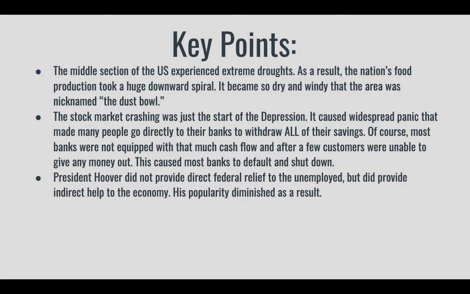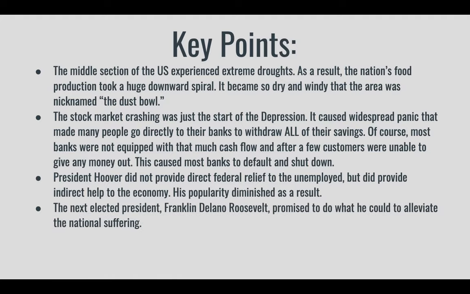And so the president at the time, he didn't really do much about it. He felt like the federal government doesn't have the right or the power or the resources to get involved, and I'm just not going to do anything. So his popularity diminished, and when the time came to elect a new president, Franklin Delano Roosevelt promised to do something about the Great Depression, and so he won the election.